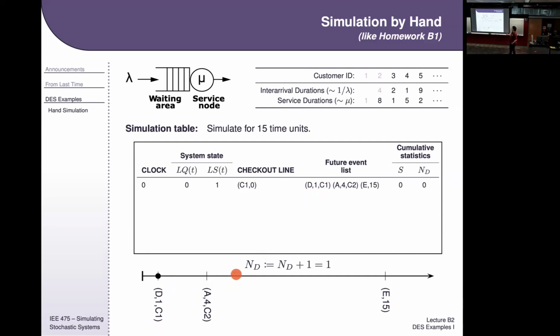Well, first thing we do is we add 1 to the number of departures because we just got a departure. The second thing we're going to do is calculate how long that customer, which in this case is customer 1, spent in the system. Well, if I look at my checkout line, customer 1 entered the system at time 0. It is currently time 1. So they spent 1 minus 0. That's how long they spent in the system. So I'm going to add this response time to the current sum of response times, and also that will become a 1.